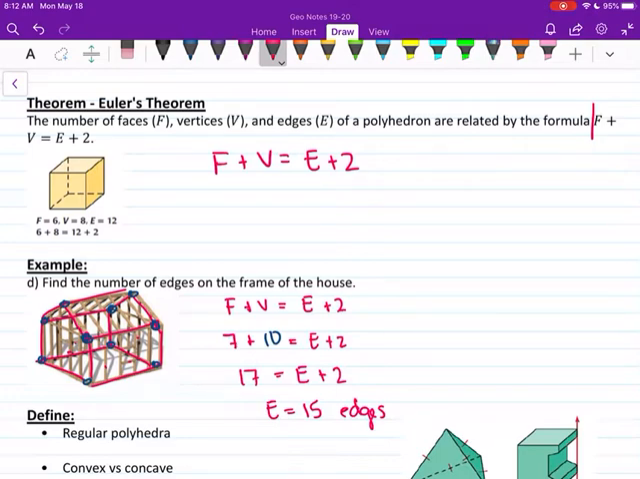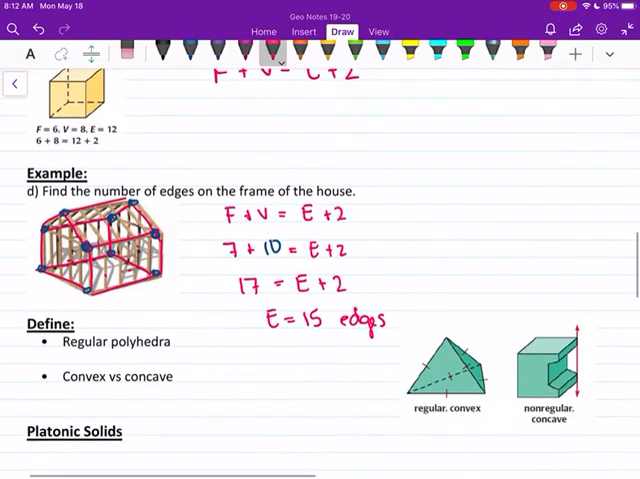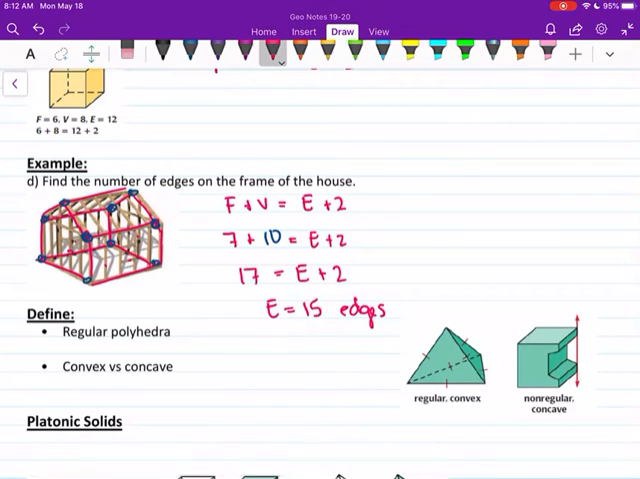All right. It's better than counting them all. Okay, now we're going to define a regular polyhedra, and then we're going to talk about convex versus concave. A regular polyhedra is where all of the faces are congruent.